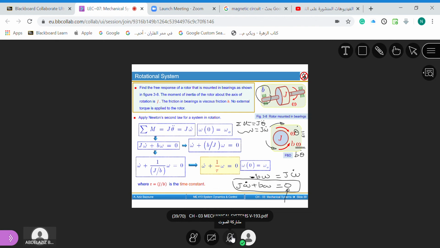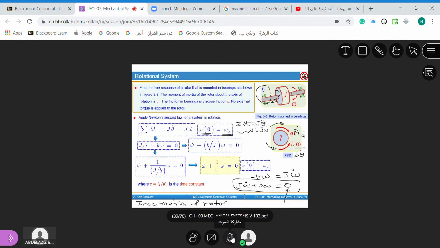So I write a few words here. This is a free motion or free vibration of the rotor. The vibration here is due to what? To the initial conditions. You give a small rotation here, and this will be your initial condition. We are saying omega of 0 is equal to omega 0, a value that you give at time t equal to 0.